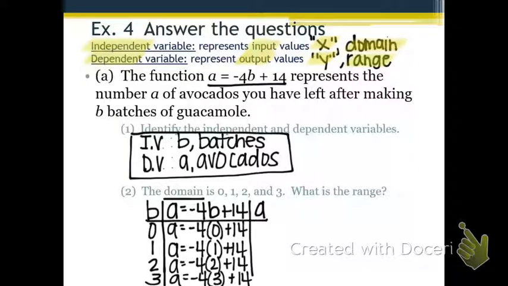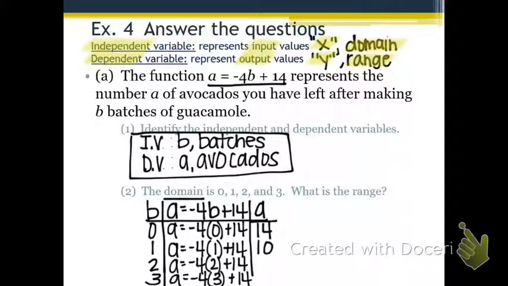Now we're going to do the math in the middle. But be careful. We've got multiplication and addition. Which one are we supposed to do first? Multiplication. Please excuse my dear Aunt Sally, order of operations. So -4 times 0 is what? 0. 0 plus 14 is 14. That's my first output, my first number of avocados left. If I make no batches of guacamole, I have 14 avocados left. All right, what's -4 times 1? -4 plus 14. 10. So if I make 1 batch of guacamole, I have 10 avocados left.